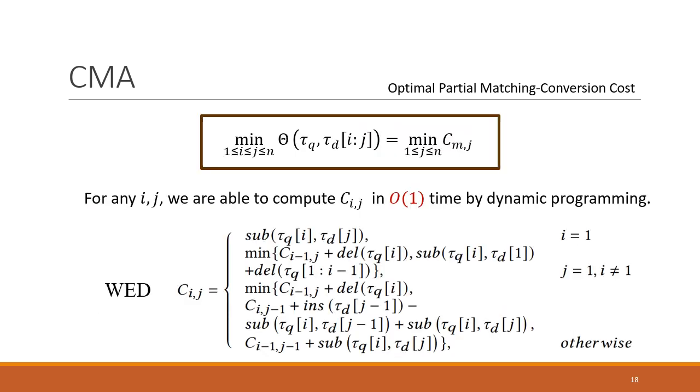We can prove that the distance between the optimal trajectory of the query trajectory and the data trajectory can be calculated using Cij. Since the time complexity of computing each Cij using dynamic programming is O(1), we can compute the optimal trajectory in O(nm) time complexity for given values of n and m. We provide the calculation expression for Cij using the WED as an example.